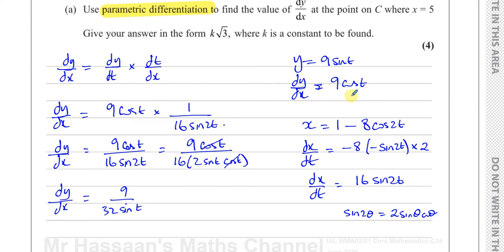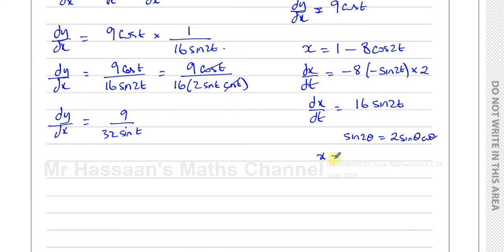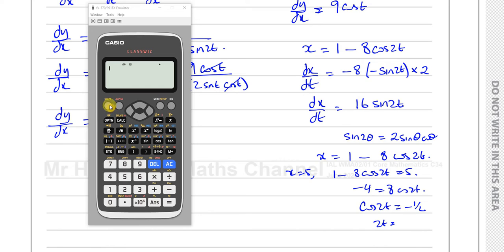Now it's for us to find out what t is when x is 5. So we know that x equals 1 minus 8 times cosine 2t. When x equals 5, you've got 1 minus 8 times cosine 2t equals 5. So we're left with negative 4 equals 8 cosine 2t. So we can say cosine 2t is equal to negative a half. So 2t is equal to inverse cosine of negative a half, in radian mode.